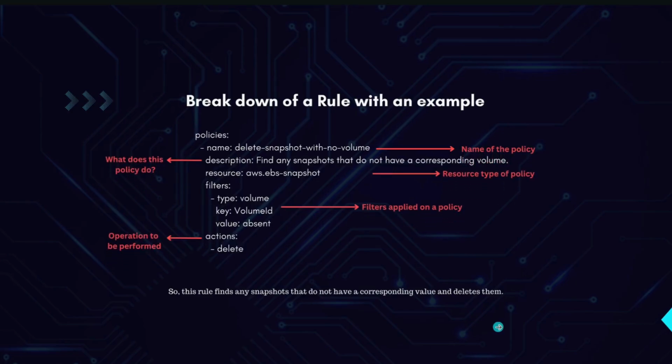If we see an example of a rule, here in this rule, the policy has the name of delete snapshot with no volume. The description tells what this policy does. In our case, it finds any snapshots that do not have a corresponding volume. The resource on which this policy will be applied is AWS EBS snapshot, and the filters applied are type, key, and value. Last but not the least, the action that has to be performed on the resources is delete. So, this rule essentially finds any snapshots that do not have a corresponding volume and deletes them.